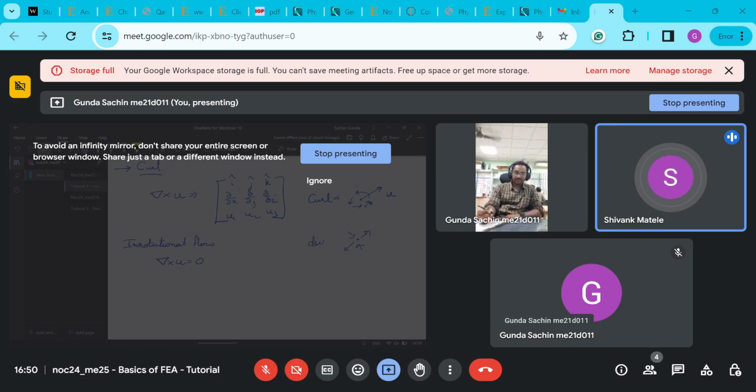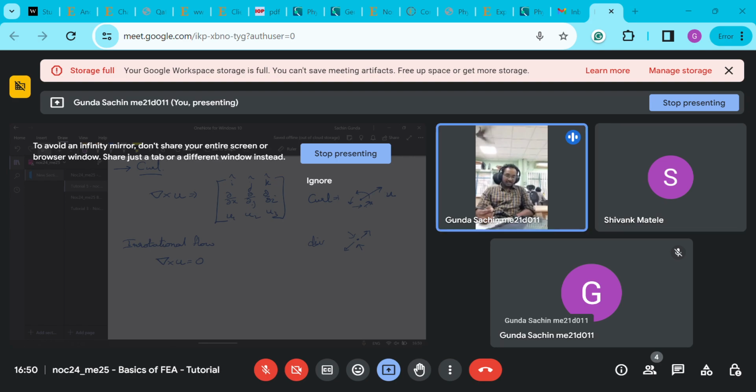Everywhere it's just straightforward or something like that. Okay, and for flux also can use curl. Curl is not used for flux. Yeah, you can. It's useful.